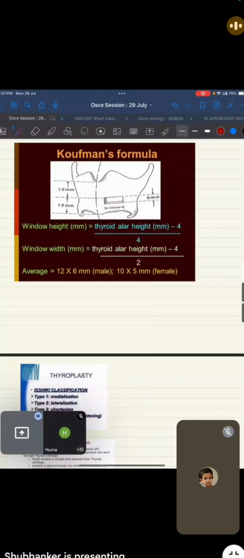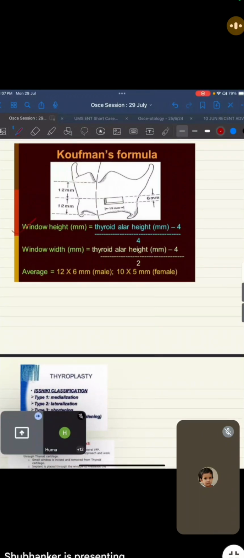So, this is the Kaufman formula basically. What is the window height and what is the window width? So that you should remember. Don't forget. And in the confusion, please don't make the mistake of writing centimeter. So this you should remember. So what is the window height? That is your thyroid height in mm. Please mention in mm. Minus 4 upon 4 divided by 4.